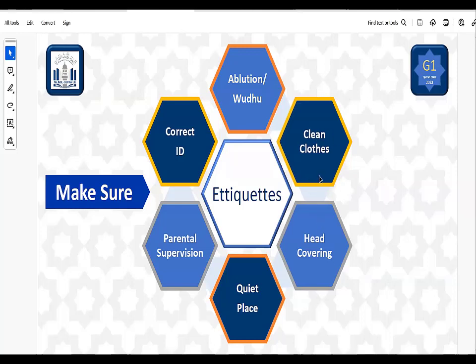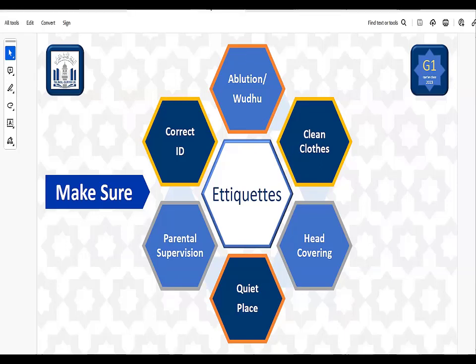Make sure you are wearing clean clothes. It should be like going to the mosque or going to the school. If you go to school or if you go to mosque, you wear clean clothes. As this is an online class, the same rules and etiquettes apply here. You should be wearing clean clothes. And lastly, make sure you have done ablution or wuzu.